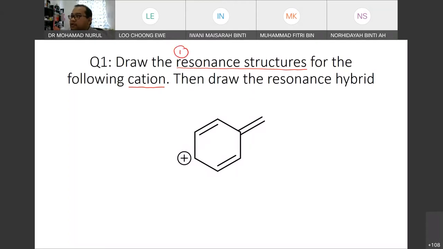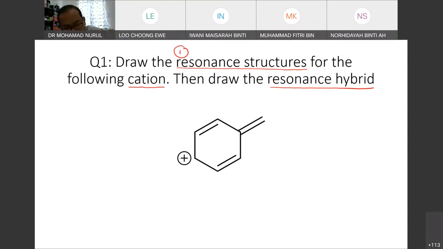The second task is to draw resonance hybrids. You have to understand the definition of resonance structures. Resonance structures have the similar arrangement of atoms, but different arrangements of bonds and electrons. That's all. It's different from isomers. And what is the resonance hybrid? A resonance hybrid is a combination of resonance structures. In the lecture notes, we have a major contributor and minor contributors, and you will see a few examples of this.